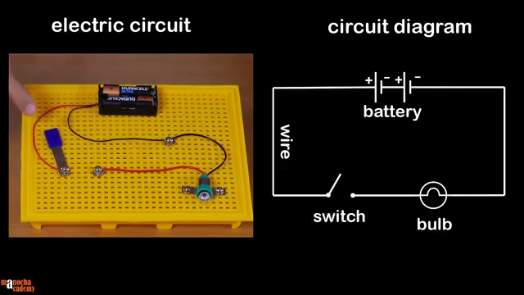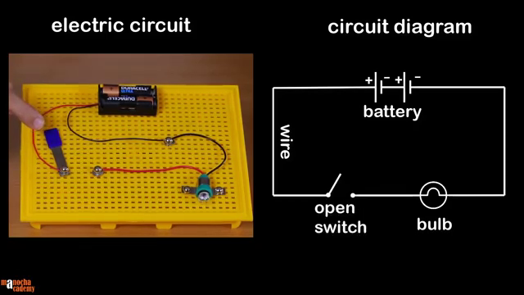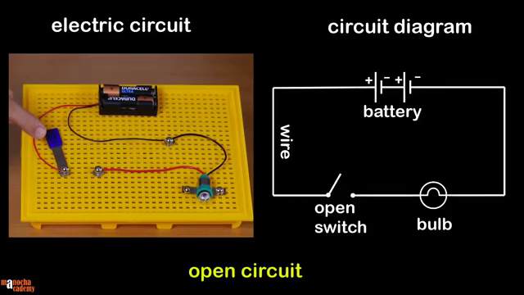A switch is shown using this symbol which looks like a gate. When the gate is open like this, it's called an open switch. Here the switch is off. Since there is no closed continuous path, the current cannot flow. The bulb will not glow here. This is called an open circuit.